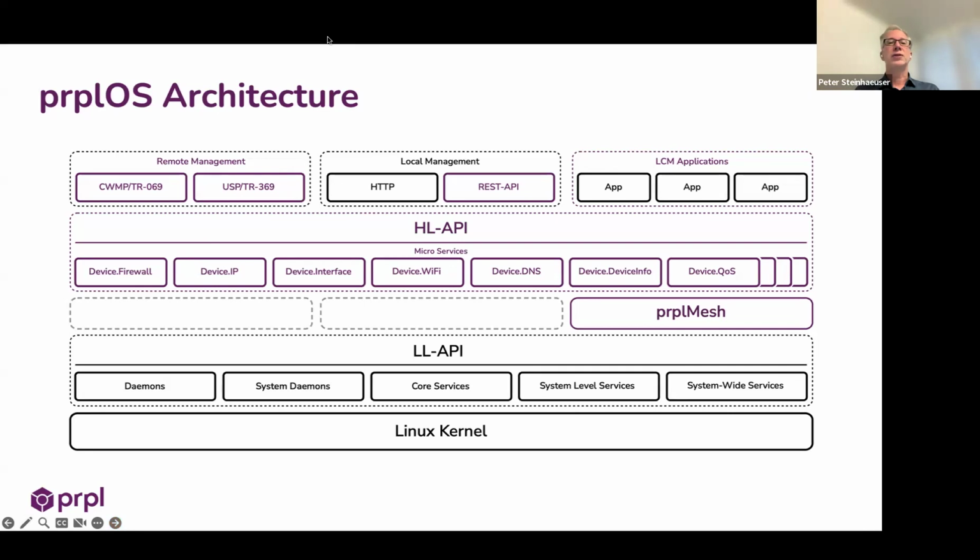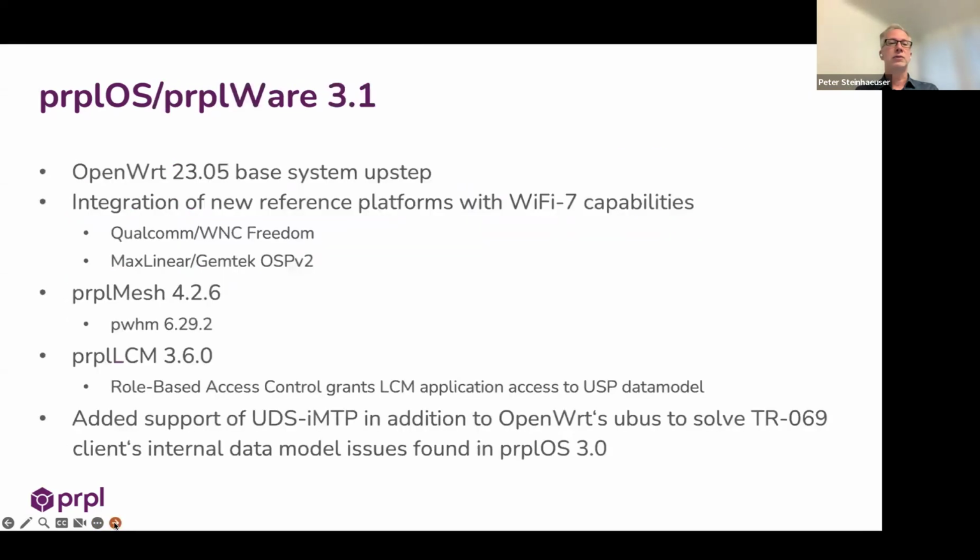Okay. If there are no questions so far, let's just move over to the prplOS prplWare 3.1 release. There was a very clear focus for this release. First of all, we upgraded the underlying base OpenWRT system from OpenWRT 22.01 to 23.05, which brought us kernel 5.15 and newer support. And this was an important step, so we could integrate new reference platforms with Wi-Fi 7.